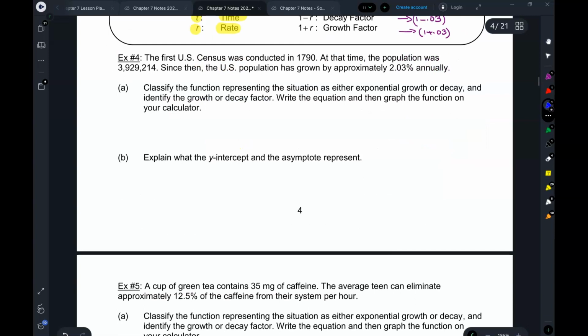So the first U.S. Census was conducted in 1790. At that time, the population was about 3 million. Since then, the U.S. population has grown by approximately 2.03% annually. Classify the function representing the situation as either exponential growth or decay, and identify the growth factor or the decay factor. All right, so let's go ahead and do this.